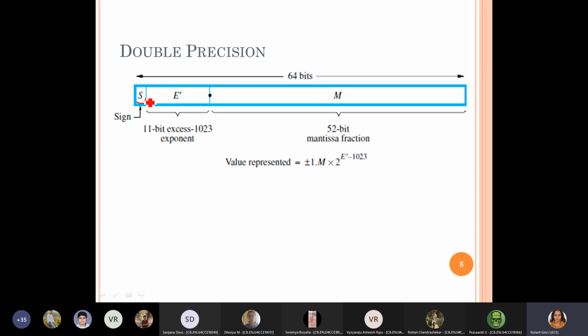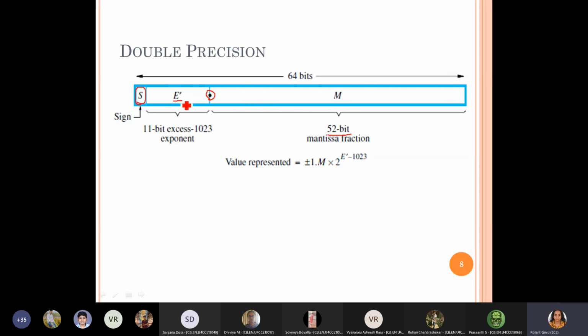To start with, the sign bit is the same as in single precision. The MSB is used to represent the sign bit, and if it is 0, it represents a positive number, and 1 represents a negative number. Then for the mantissa, we use 52 bits. In single precision we use only 23 bits, but here we use 52 bits to represent the mantissa. And the remaining bits are used to represent the exponent. That is, 11 bits are used here to represent the exponent, right?